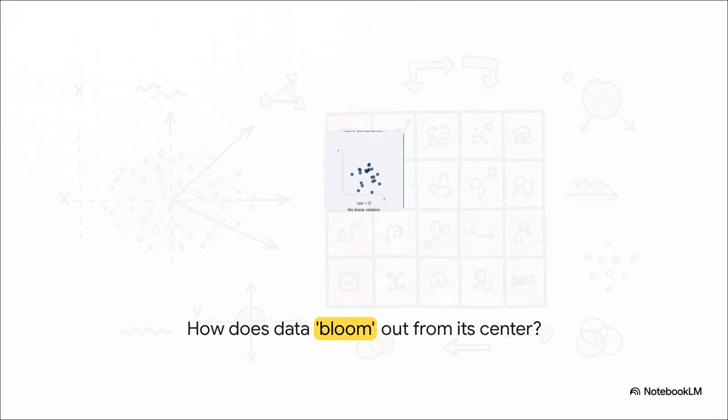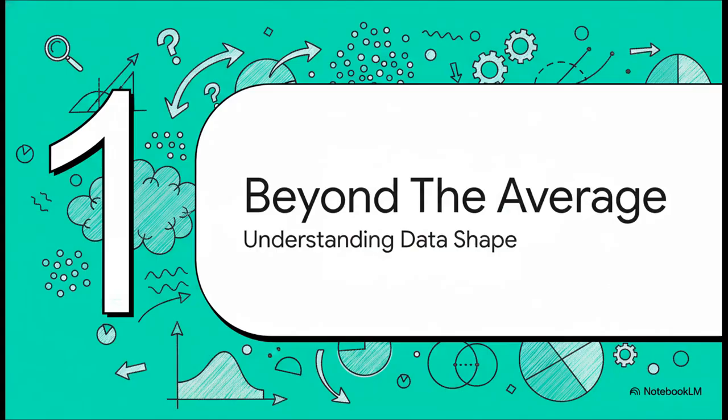This is the exact story the covariance matrix tells us. It's not about the where, it's about the how. It's all about the structure. So, let's step beyond just that single number, that simple average, and start to uncover the much richer story that's hiding in our data's shape.